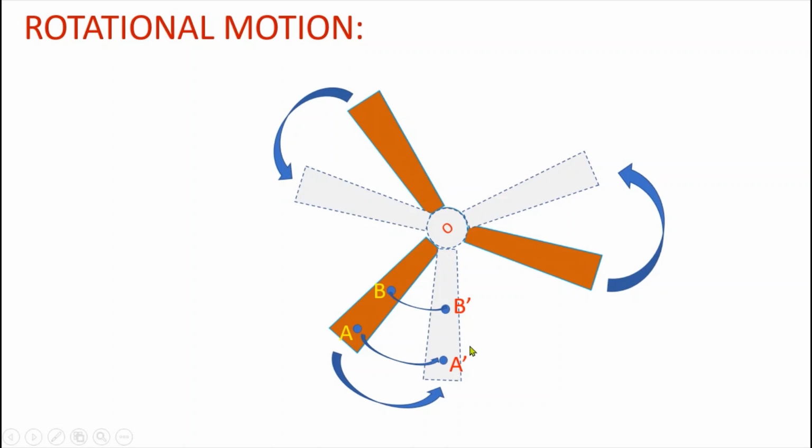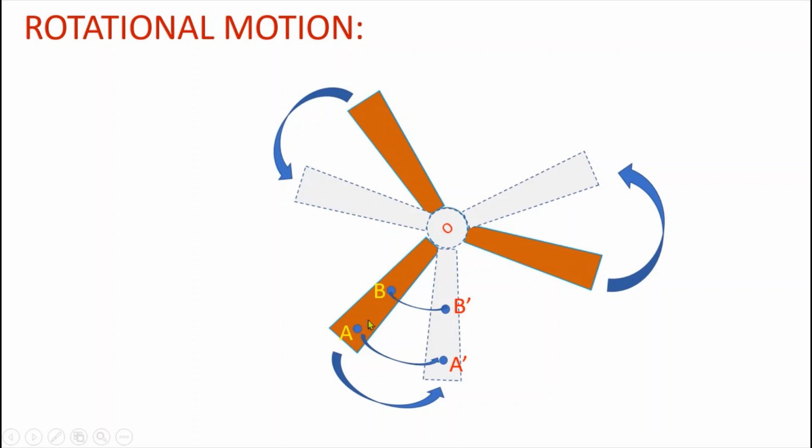That is, in rotational motion all the particles of the body will make the same angle in the same interval of time, but they will follow different paths and they will travel different distances. This is the rotational motion. Here the blades of the fan are rotating in this direction and all the particles of the body are traveling different distances centering the center point of the fan.